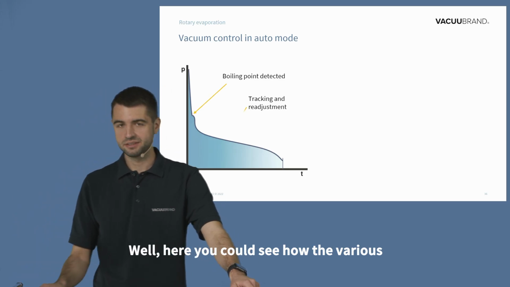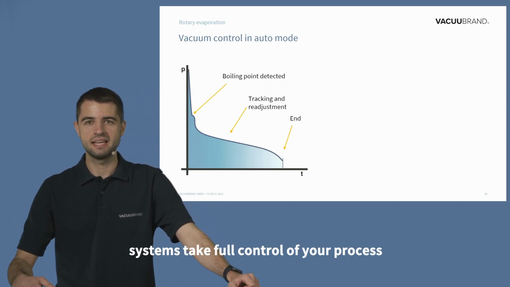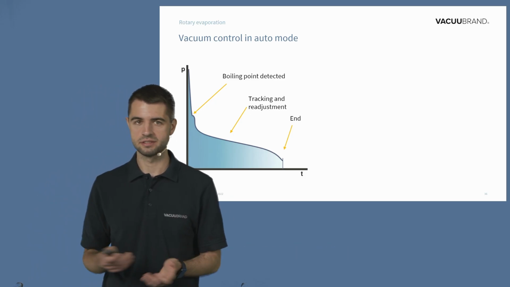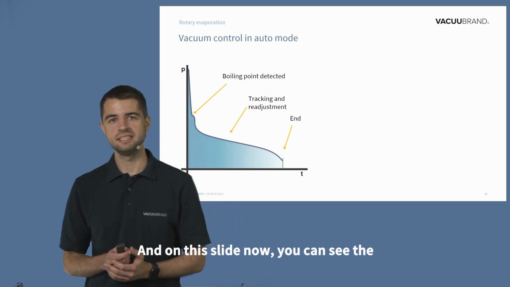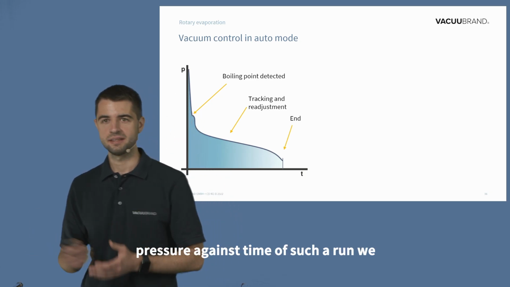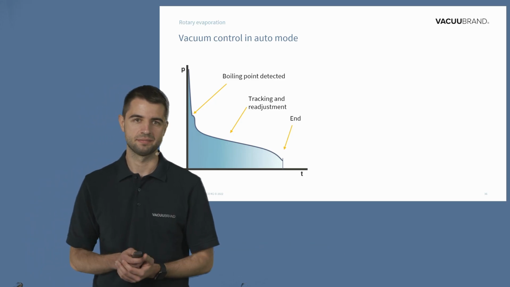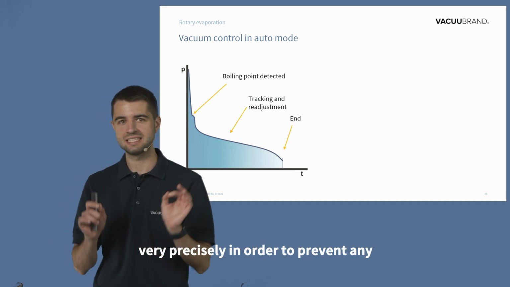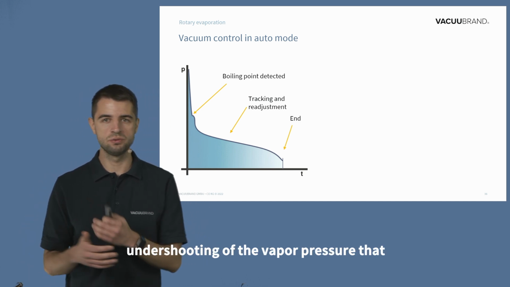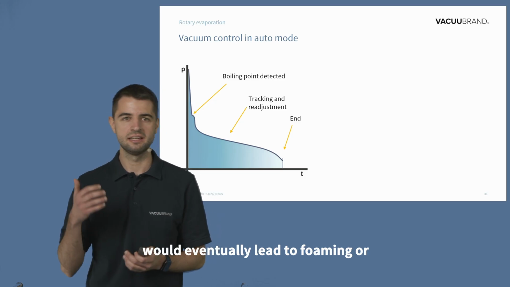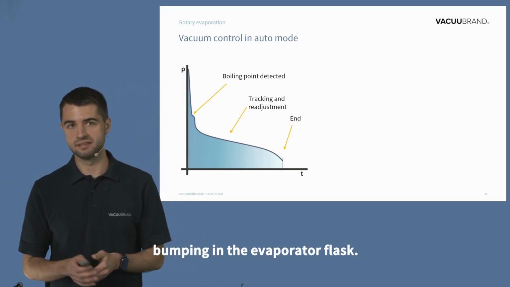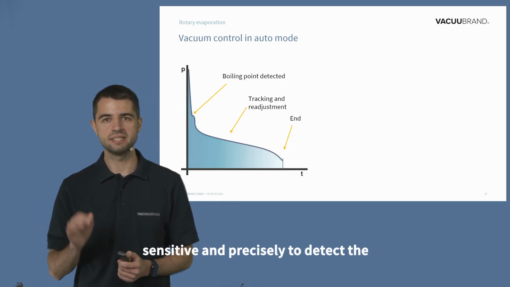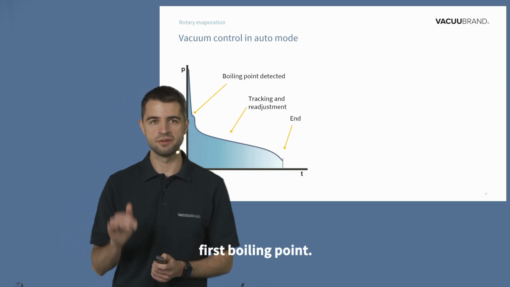Well, here you could see how the vario system takes full control of your process and automatically adapts to the changing conditions. And on this slide now, you can see the pressure curve, pressure against time, of such a run we just showcased in the video. First, there is this boiling point detection in the process, which is done very precisely in order to prevent any undershooting of the vapor pressure that would eventually lead to foaming or bumping in the evaporator flask. And so here the system works very sensitively and precisely to detect the first boiling point.